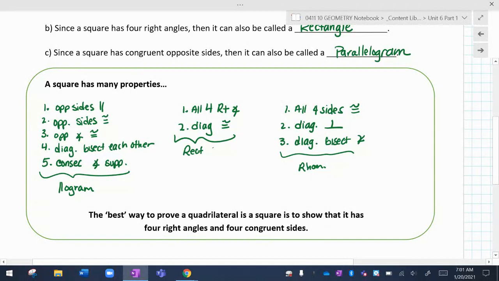And this is a great image right here, this box, to remind you of the properties for specific things. Parallelograms have 5 properties you need to know. Rectangles have 2 properties you need to know. Rhombuses have 3 properties you need to know. And since a square is all of them, it has all of those properties.